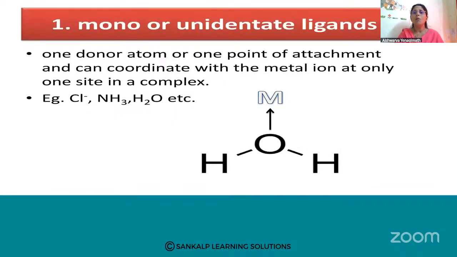Then we have the mono or unidentate ligand. What is its definition? One donor atom, or one point of attachment. There is only one site, it donates only one pair of electrons, and it can coordinate with a metal ion at only one site in the complex. We saw these examples in the previous session also. We saw anionic ligands, cationic ligands, and neutral ligands. Here H2O is given, which we call aqua. H2O is an example of a neutral ligand.